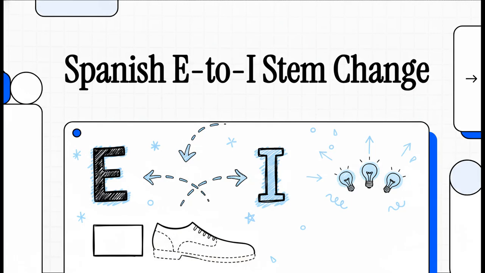Hey everyone, and welcome. Today we are going to solve one of those little puzzles in Spanish that can really trip you up. It's a tiny change in a verb that makes a huge difference. And honestly, once you see the secret pattern, you'll wonder how you ever missed it. We're talking about the E to I stem changing verbs.